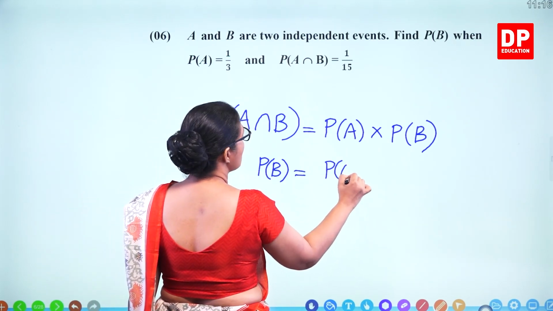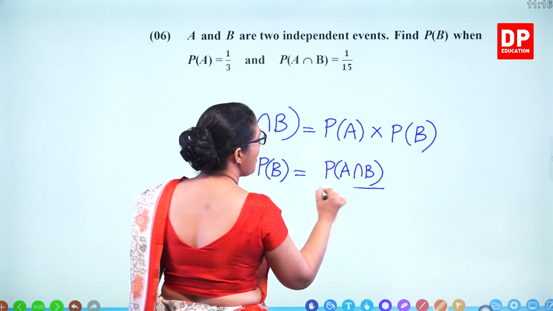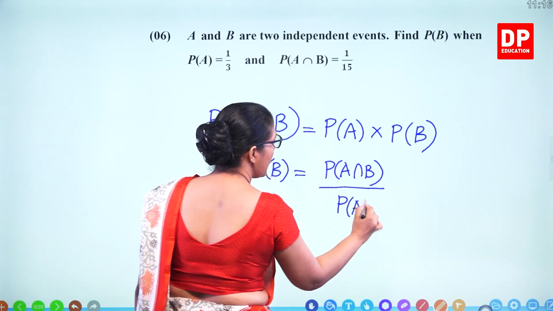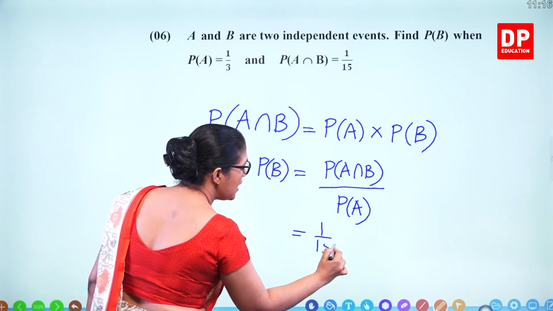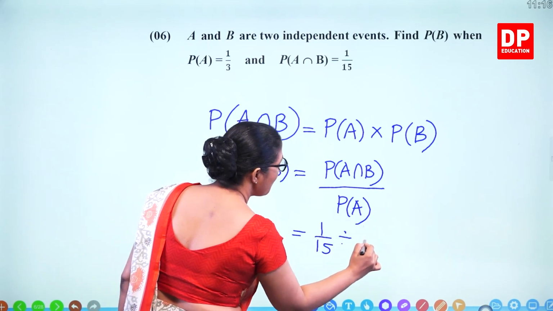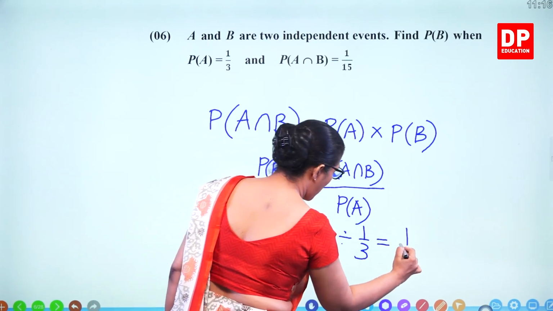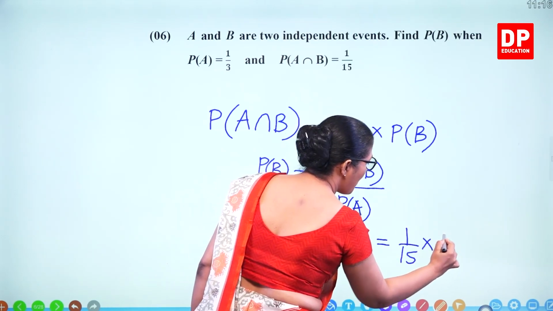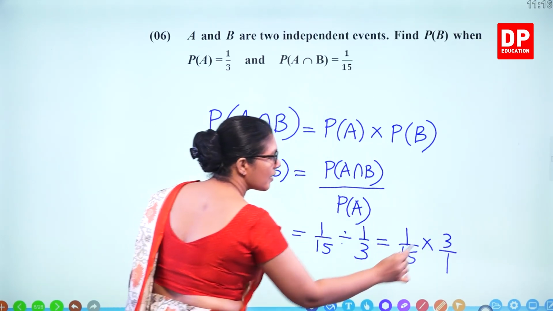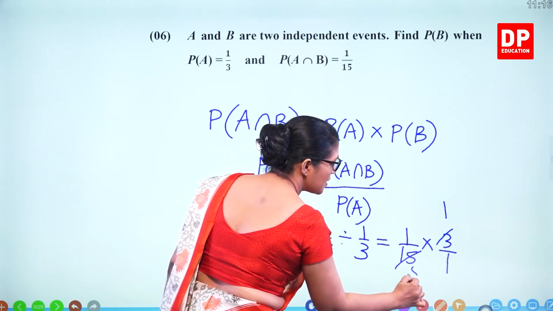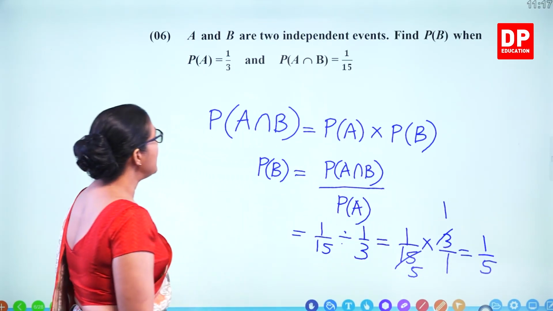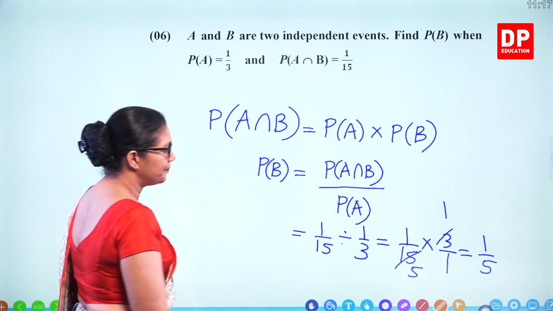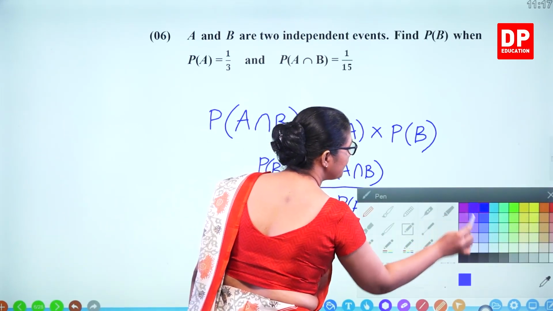Take the intersection value and divide by the probability of A. So the intersection is given, 1/15, divided by 1/3. What do you do for division? Multiply by the reciprocal. 3 times 1, 3 times 5. So you get 1/5 as the probability of getting B. So 2 marks for that.